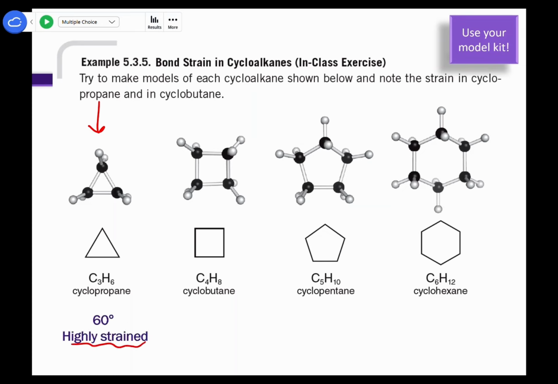And you can see that just because when you try to do it, it's bending like crazy and damaging your model kit. That said, the carbon-carbon-carbon bond angle here is 60 degrees. In a normal methane group, CH3, that bond angle is 109.5. 60 is a whole lot smaller than 109.5. So this cyclopropane, not very stable.